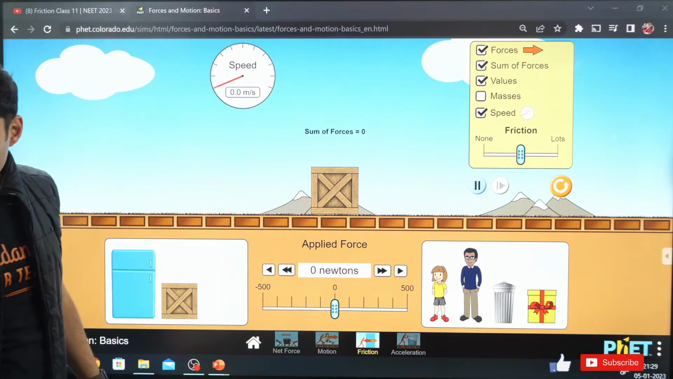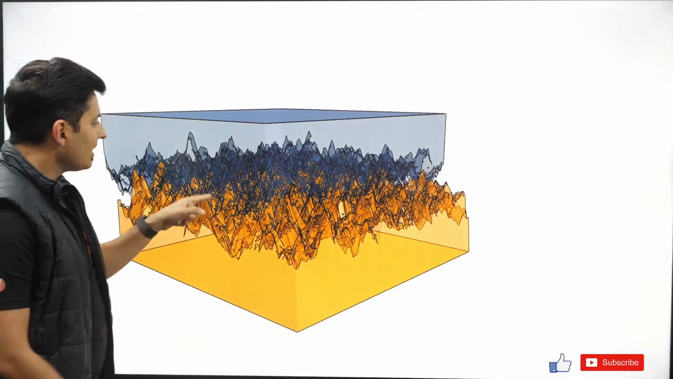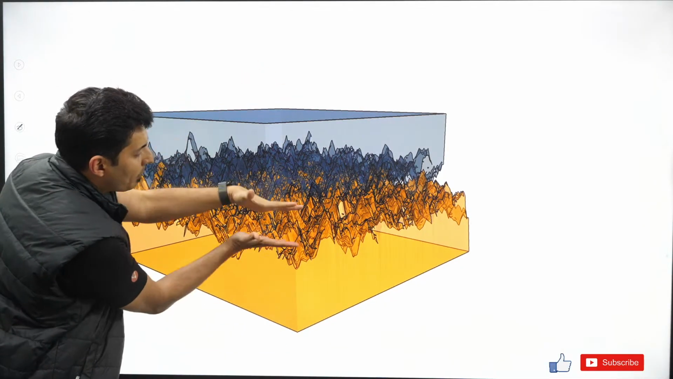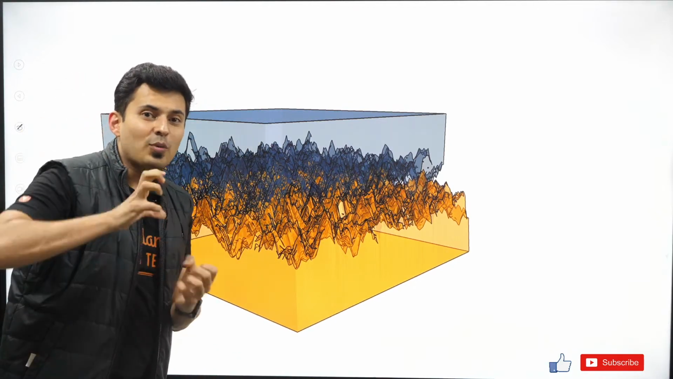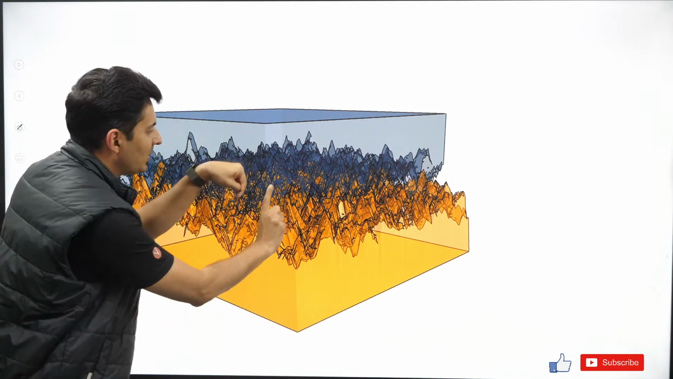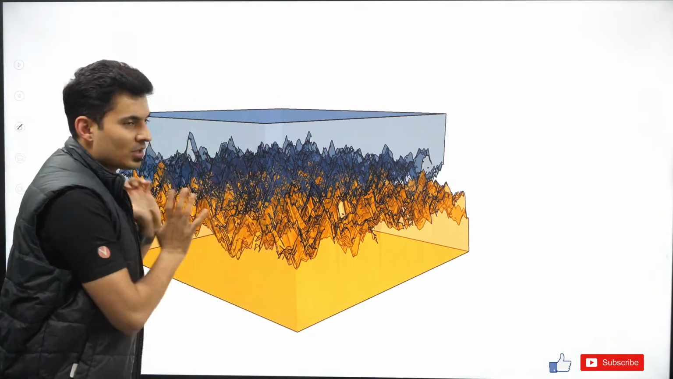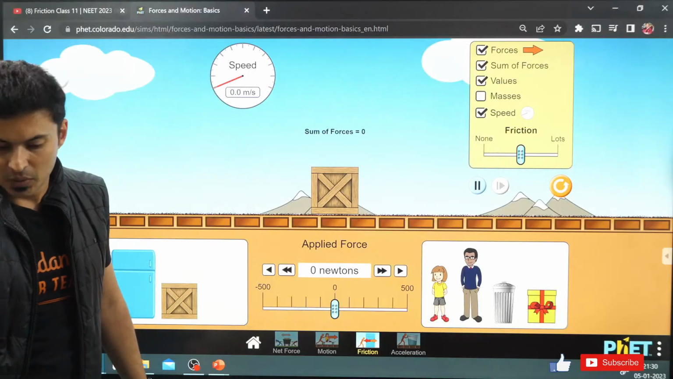Even this diagram probably will give you a better idea. See this one over here? If there is more pressure, more normal, the interlocking will be higher, and that's why the frictional forces will also increase. So that's why the friction depends on the normal between these two surfaces. Is that clear? Very good question, Sandhya. Very good.